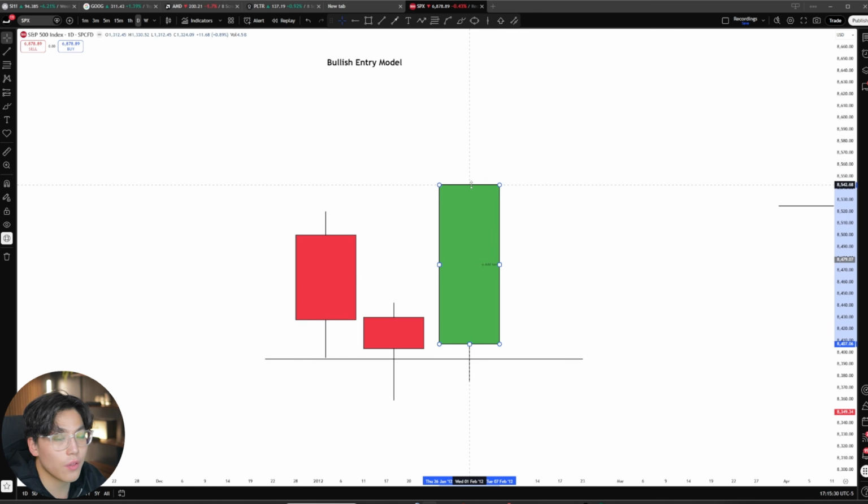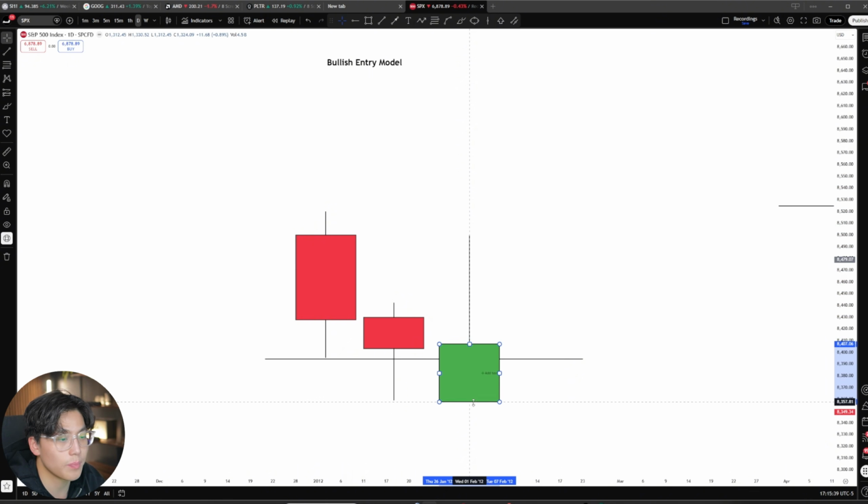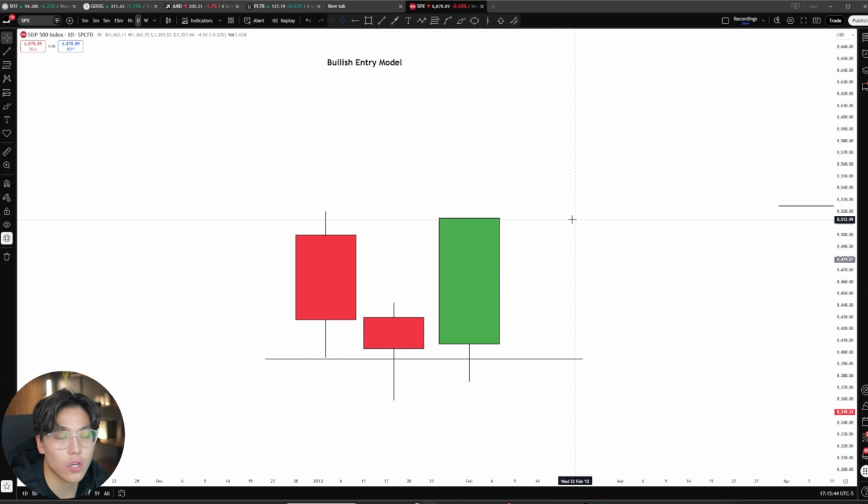So as I mentioned, our third candle is very important, and depending on how we close, if we close above the second candle, it's bullish. If we close above our first candle, even more bullish. Of course, if we close below, then that is going to be bearish. And this is on the candle closure. I'll also talk about a few scenarios on when you can get in as the candle is forming, but for now, this is the basics of the bullish entry model.